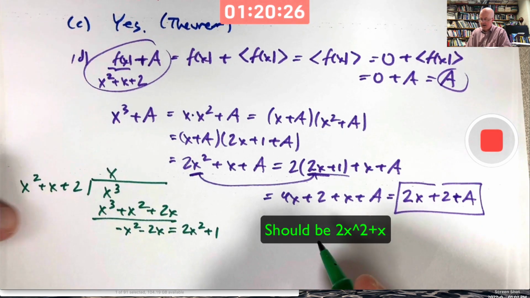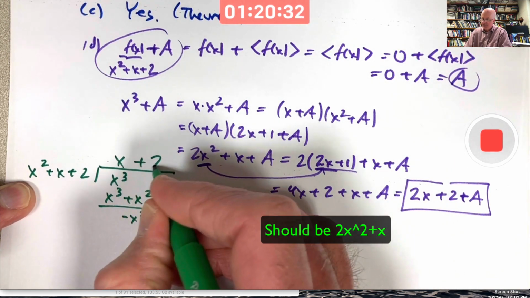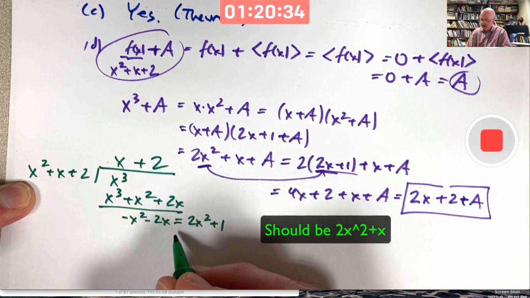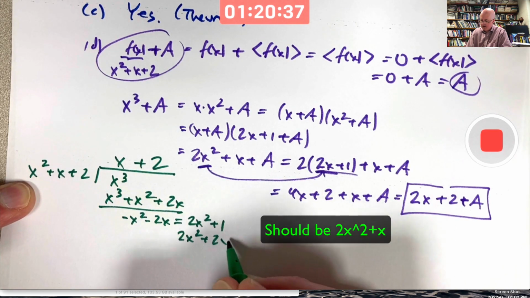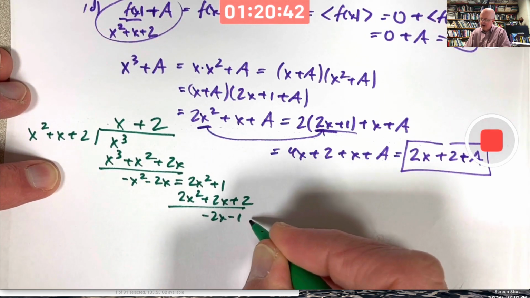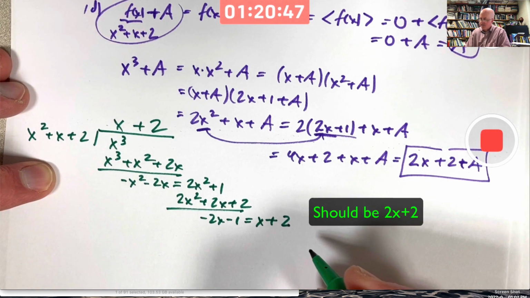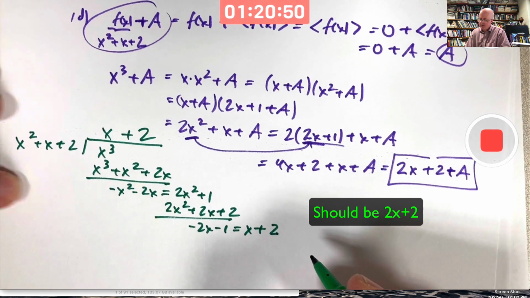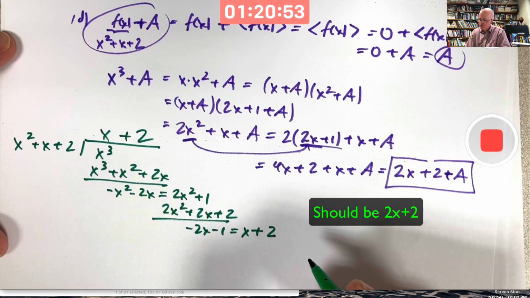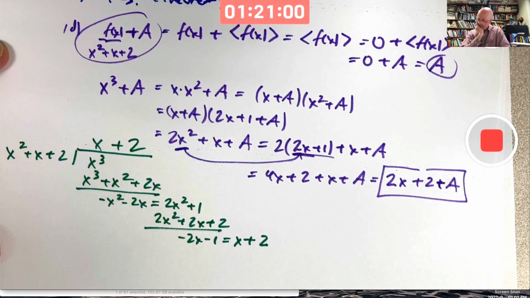Not done. I have to multiply x squared by 2 to get 2x squared. Multiply 2 by everything. Subtract. Mod by 3. There's your remainder. Did I make a mistake somewhere? Oh, I think I made a mistake somewhere. Somewhere there's a mistake. The remainder is supposed to be the answer.